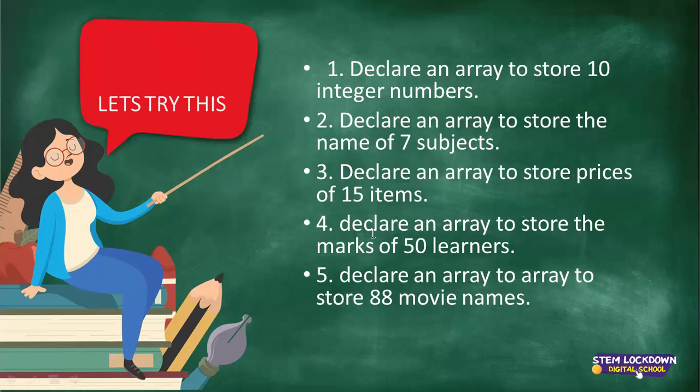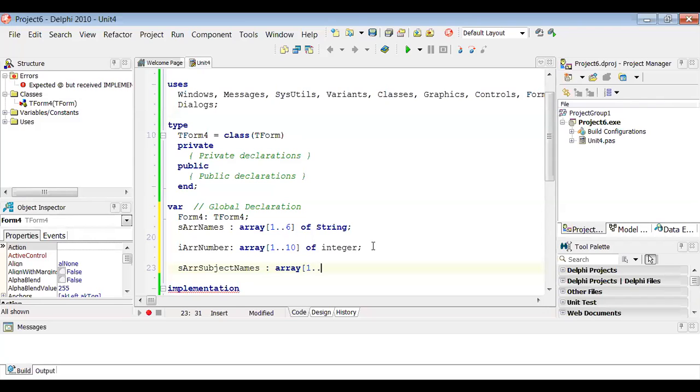So it's obviously strings, agree? So S array subject names. Can you see? You can call it whatever you want. So I'm going to say array because that's the data structure that I'm working with. And notice 7. You can have whatever size that you want.